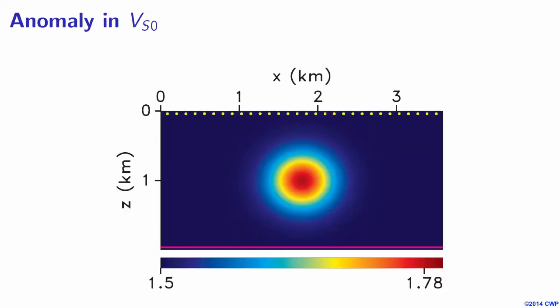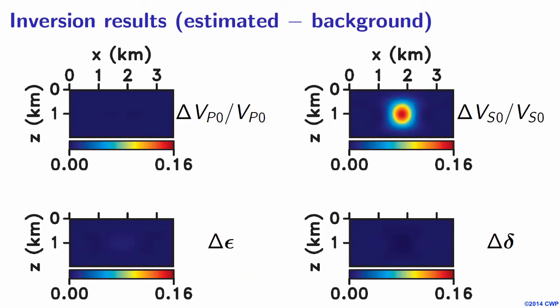Finally, we have an anomaly in VS0, and the fractional change is 0.19. So we expect the inverse algorithm to do an update by 19% for VS0. And the results seem pretty good. There are no changes in VP0, epsilon, and delta. VS0 is the only parameter that gets updated.